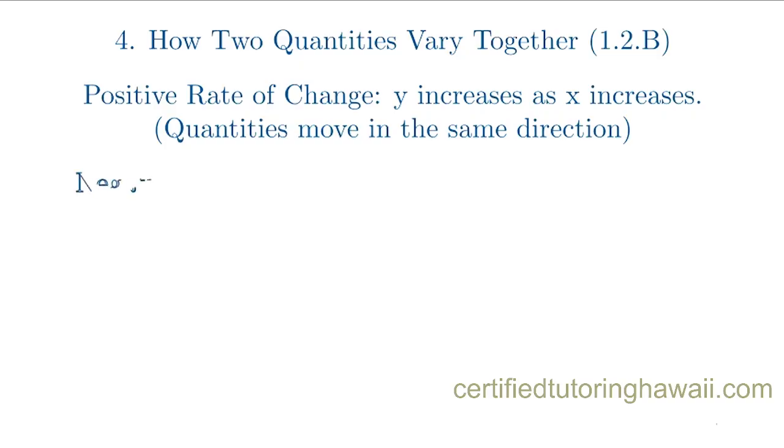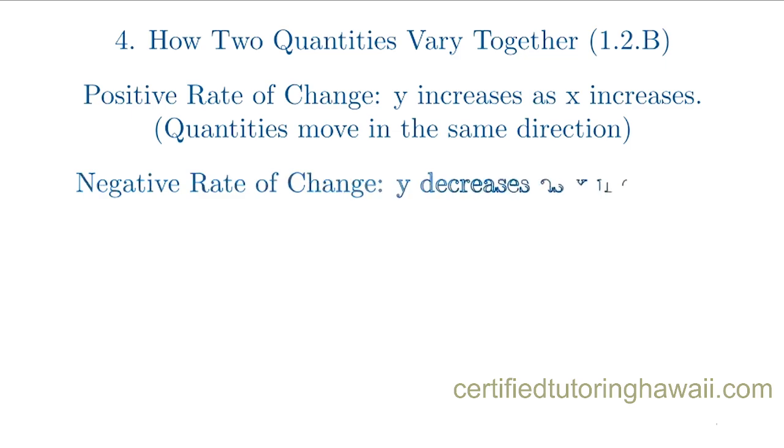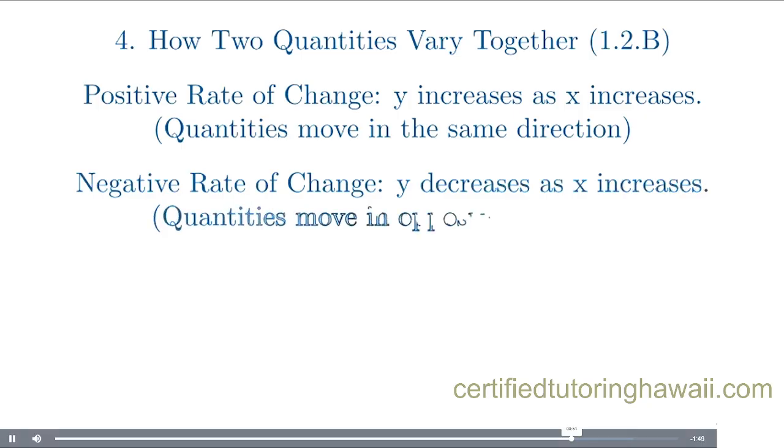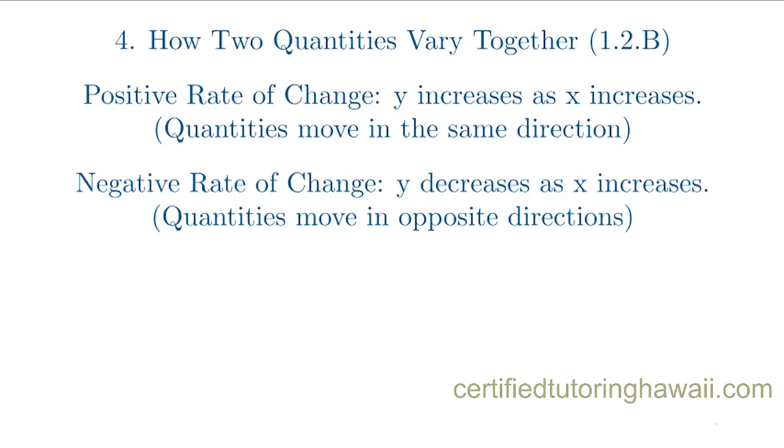A negative rate of change means the opposite. As one quantity increases, the other decreases. They move in opposite directions. On a graph, this appears as a function falling as you move from left to right. An example might be the remaining amount of gas in your tank during a long drive. As time increases, the amount of gas in your tank decreases. They are changing in opposite directions. So, the sign of the rate of change is not just a number, it's a description of how the two quantities relate to each other.